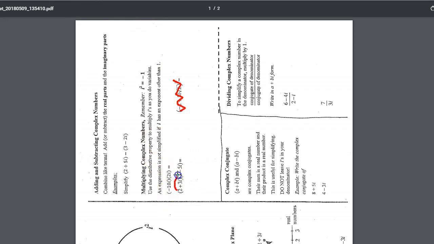So what I'm saying is we're going to do 2 times 3, which is 6. Okay, and then I'm going to do 2 times negative 5i, which is minus 10i. Then I'm going to do 3i times 3, which is 9i. And then I'm going to do 3i times negative 5i, which is minus 15i squared.